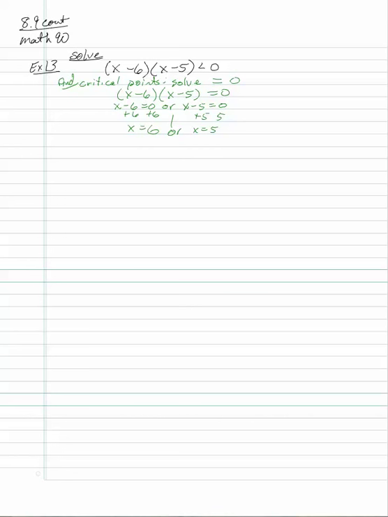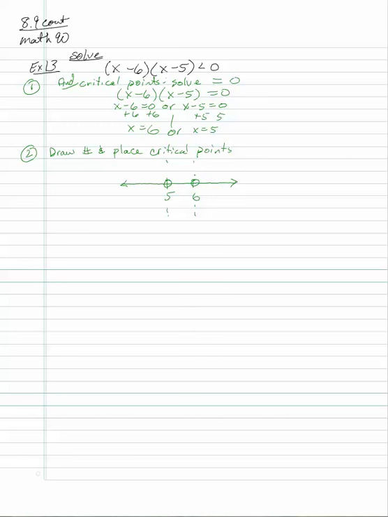So your first step is you're going to get the critical points where it's equal to 0. Then you're going to draw your number line and place your critical points. Now what I do, if equal to is part of the solution, then I make these solid dots. If it's not, I make them open dots. So here's 5, here's 6. Open circle, open circle. And this splits the number line into 3 pieces.